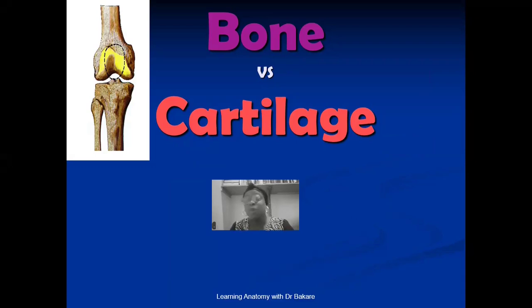In this lecture, we'll be looking at the differences between bone and cartilage. If you look at this image by the side, this is where we have the cartilage, highlighted in yellow, while the remaining region of this structure is the bone. We would be comparing the differences between these two structures.